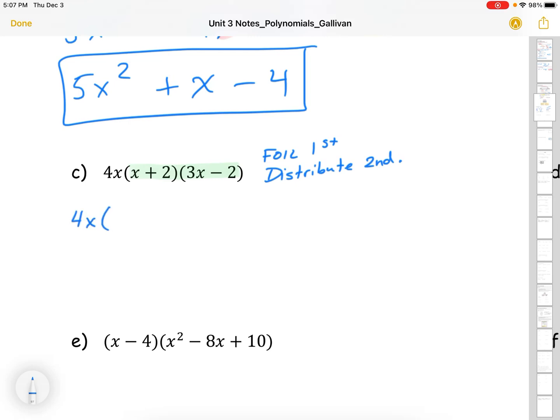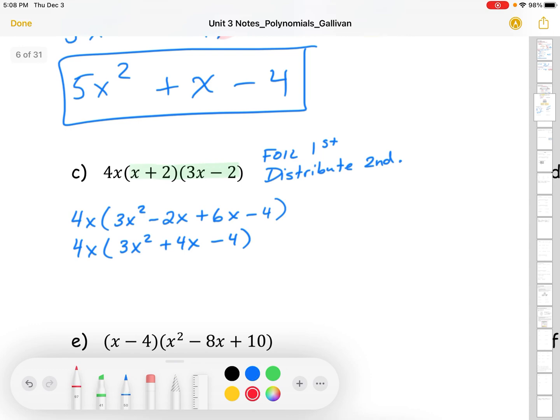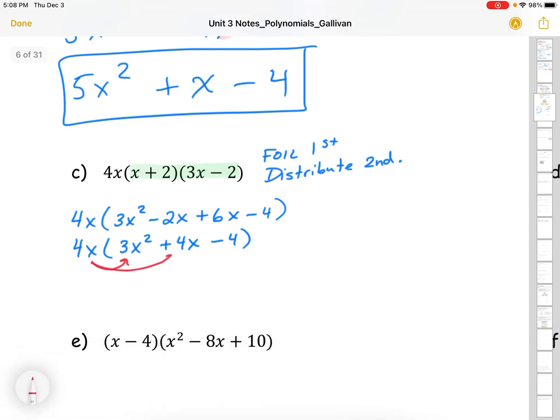So 4x, then I'm going to have x times 3x is 3x squared. Negative 2 times x is negative 2x. 2 times 3x is plus 6x. And 2 times negative 2 is negative 4. Okay? Combine your like terms. I have a negative 2x and a plus 6x, so I have a plus 4x. Minus 4, and now we're going to distribute, okay?